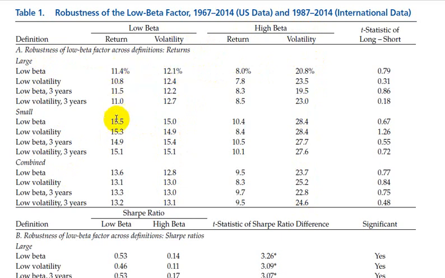And as far as the return goes, we can see the difference in return isn't necessarily statistically significant, which the t statistic would have to be probably above 2 or so. And that's across all of the different measures of beta, for instance, the 3-year or other measurements, and across all the size of the companies.